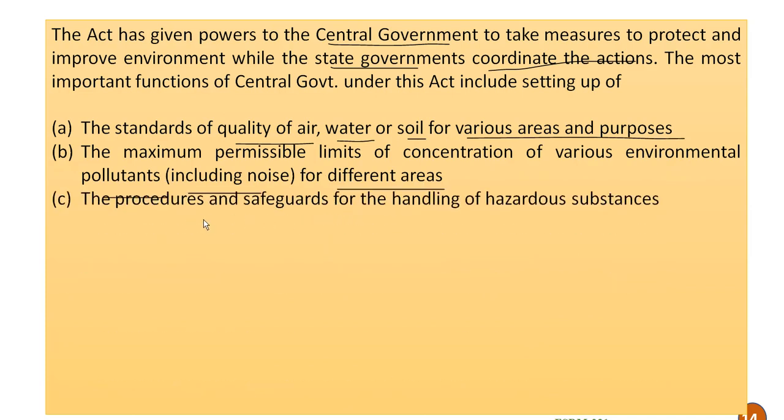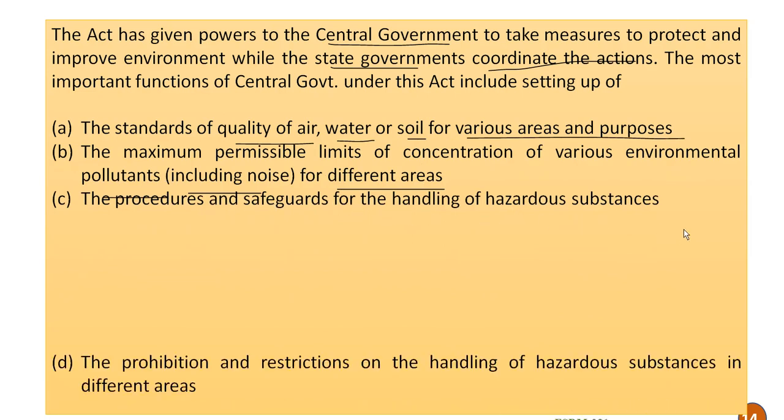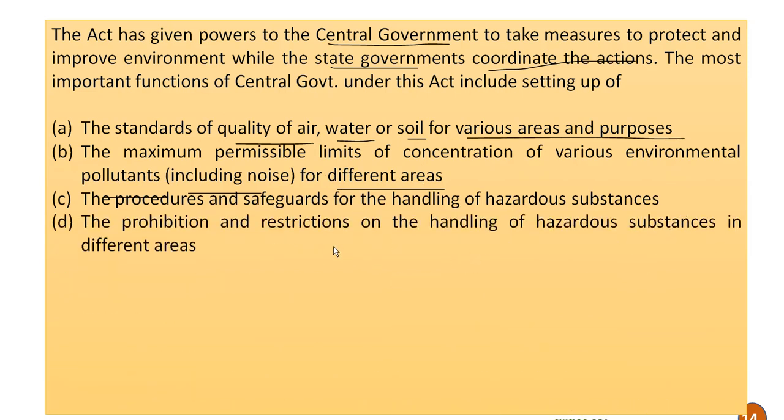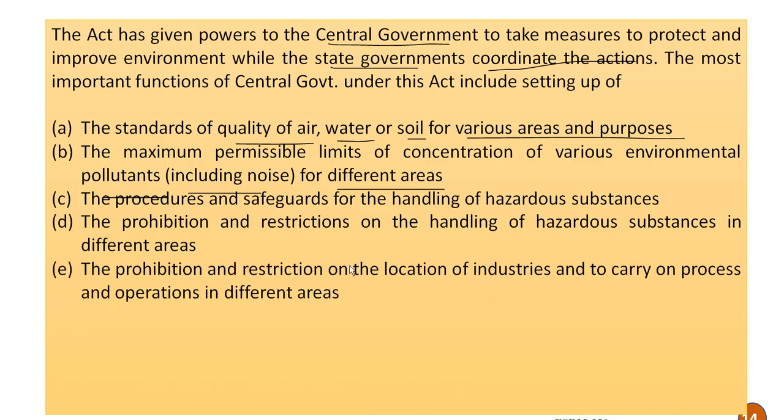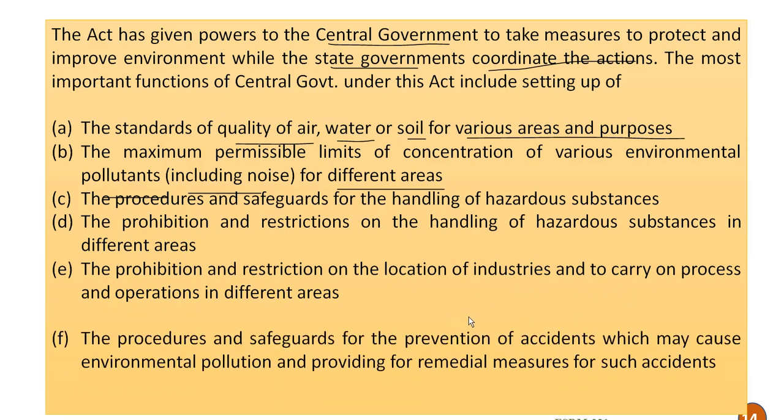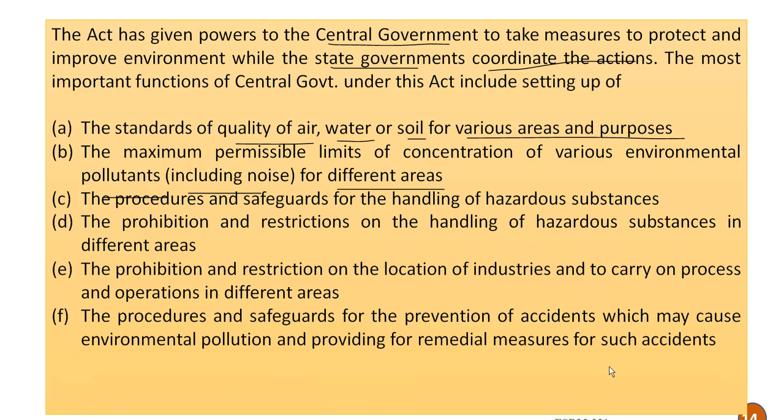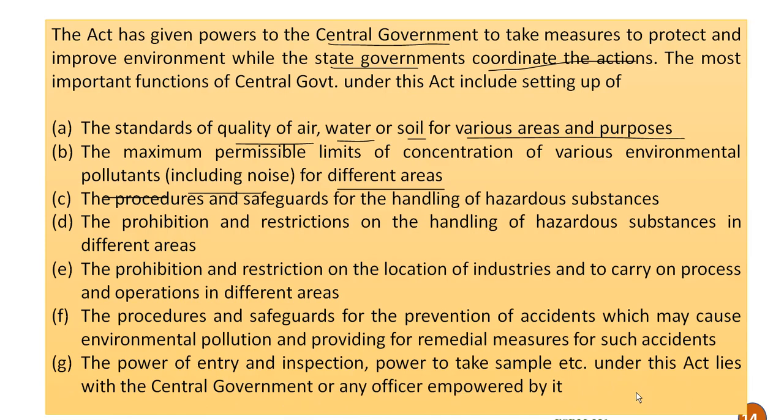Then procedures and safeguards for handling hazardous substances. Then prohibition and restriction on the handling of hazardous substances in different areas. The prohibition and restriction on the location of the industries and to carry out the process and operations in the different areas. The procedures and safeguards for the prevention of accidents which may cause environmental pollution and providing for the remedial measures for such accidents. The power of entry and inspection, power to take a sample, etc. under this act lies with the central government or any officer employed by it.